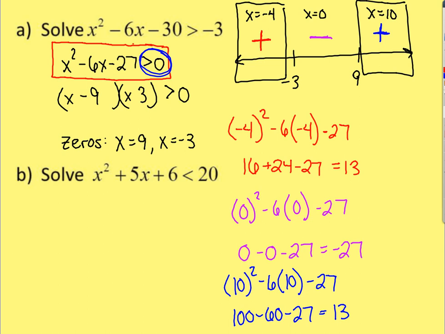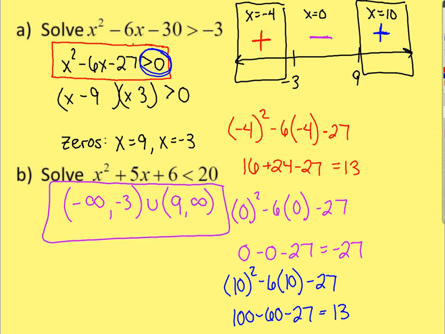part A is that our function is going to be positive from negative infinity to negative 3, or from 9 to positive infinity. Now these are going to be curved brackets because this is just greater than. If this said greater than or equal to, we would have a square bracket at negative 3 and a square bracket at positive 9, because that's when our x's are equal, our y values are equal to 0.